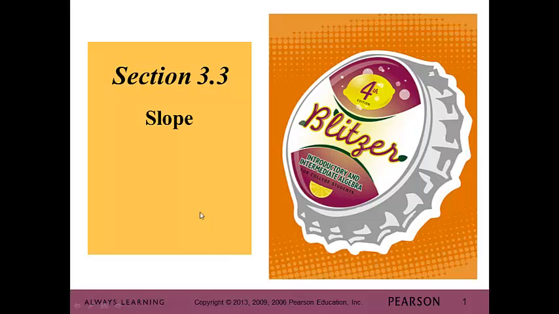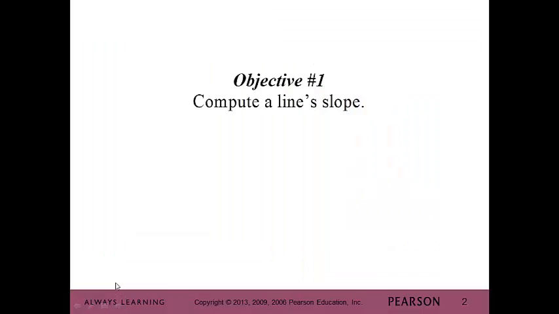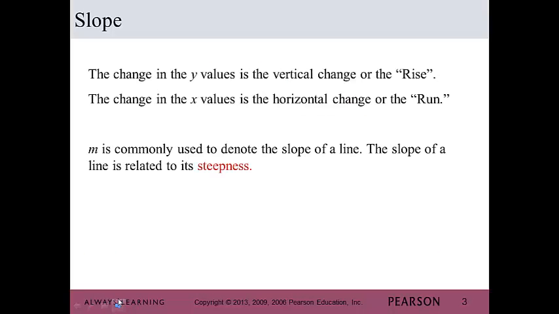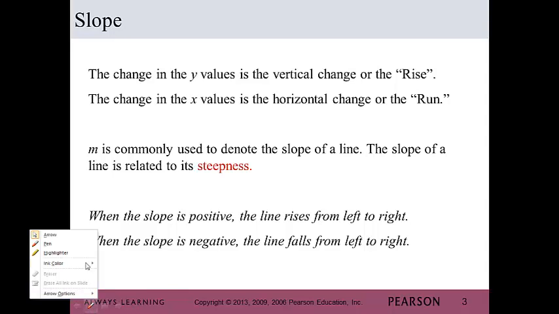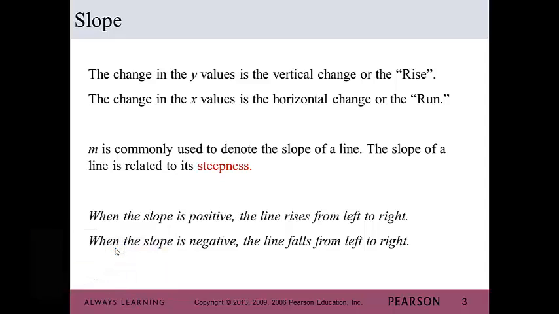We're in chapter 3.3 and we're looking at slope. First objective, compute a line's slope. So the change in the y values is the vertical change, or what we call the rise. And the change in the x values is the horizontal change, or what we call the run. We normally use m to denote the slope of the line, and the slope just refers to its steepness.